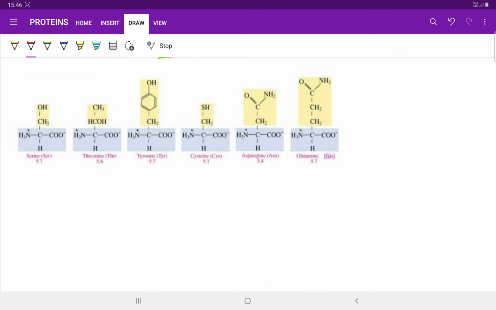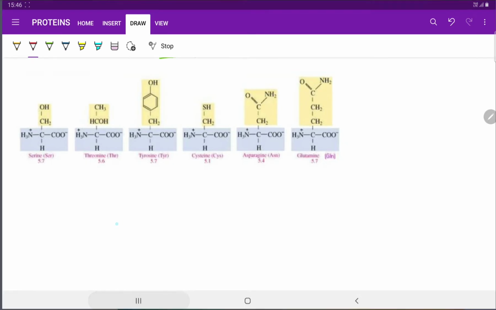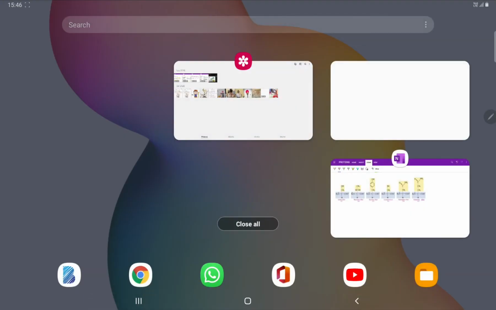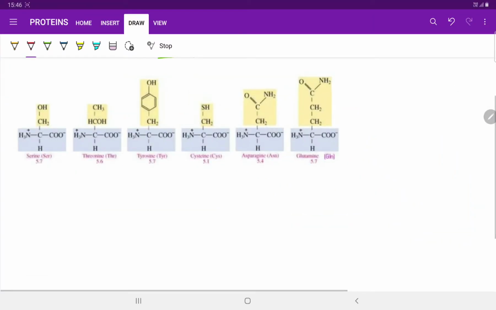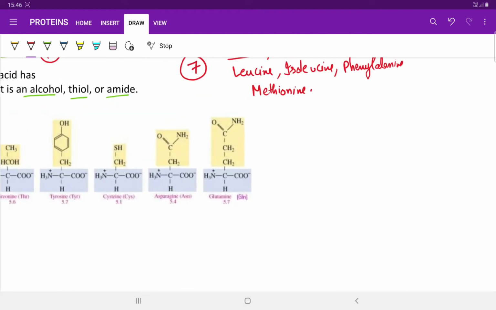Now all of you are familiar with the structure of glycine. I am writing the structure of glycine only and only for your reference here. Remember, glycine is a non-polar amino acid. We are going to start with polar amino acids. So this is the structure of glycine, which is a non-polar amino acid. Now we shall be starting with the structure of polar amino acids.